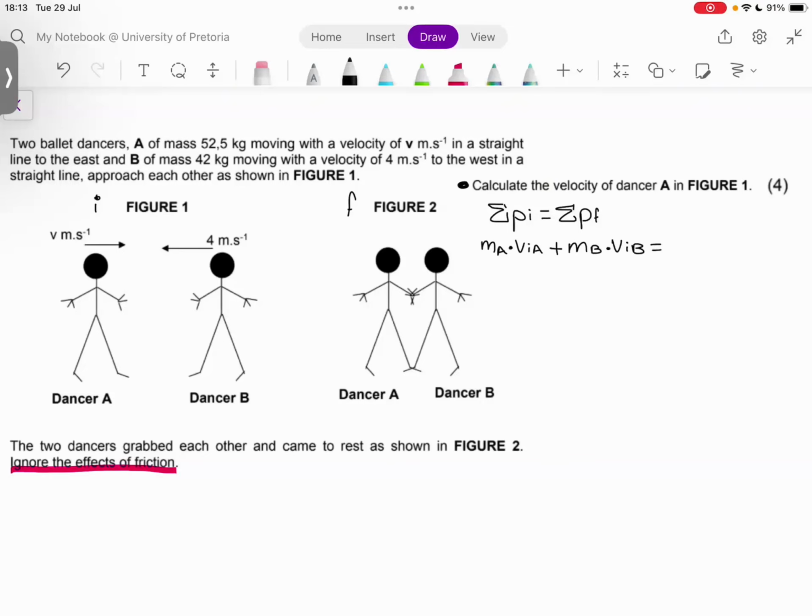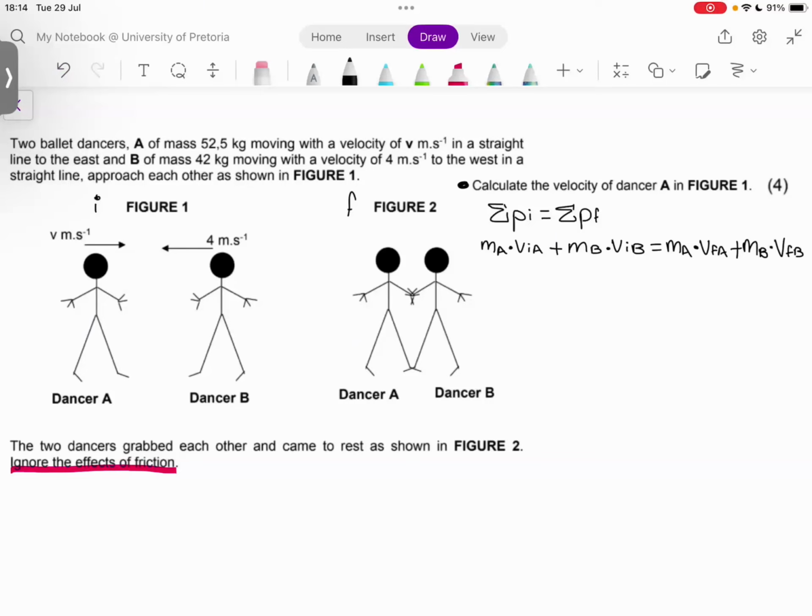For the right side of the equation, you'd be working with everything in figure 2. So we would then write the mass of A multiplied by the final velocity of A, VFA, plus the mass of B multiplied by the final velocity of B, VFB.